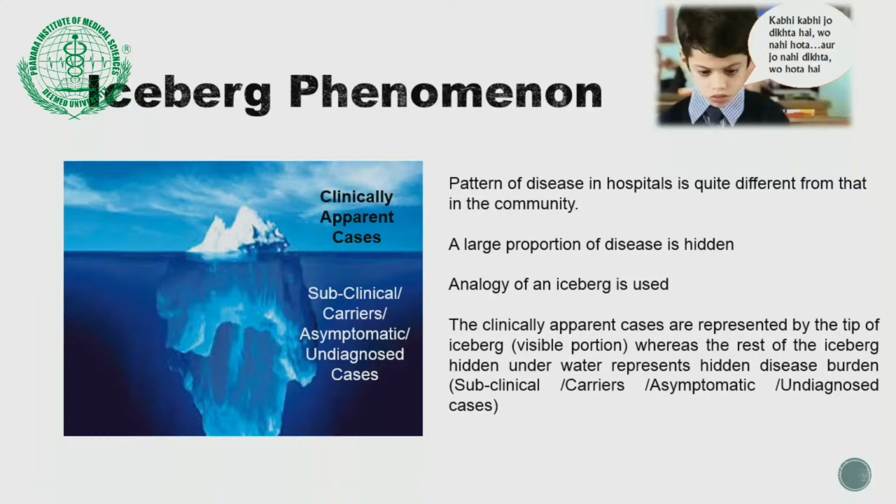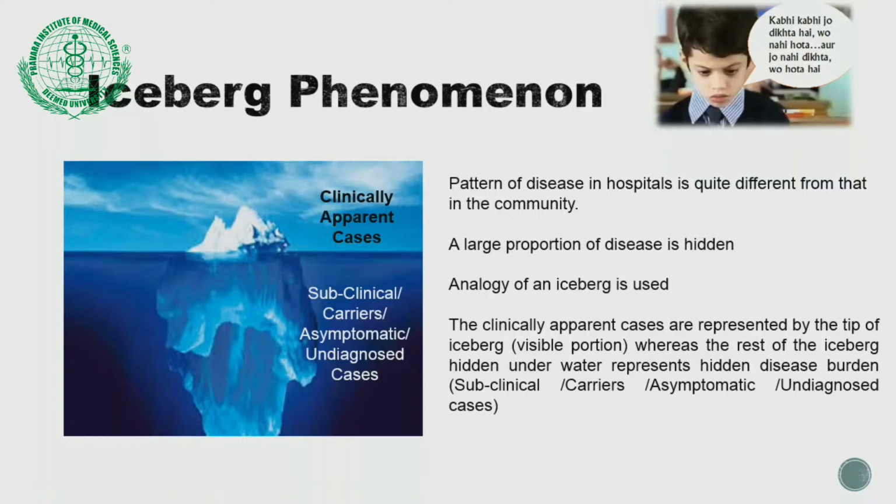First thing that you must understand is the iceberg phenomena of disease. The pattern of disease in hospitals which we see is quite different from what is actually present in the community. In the community, a large proportion of disease remains hidden. To describe this, the analogy of an iceberg is used.